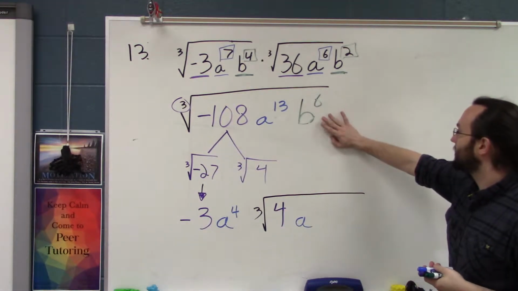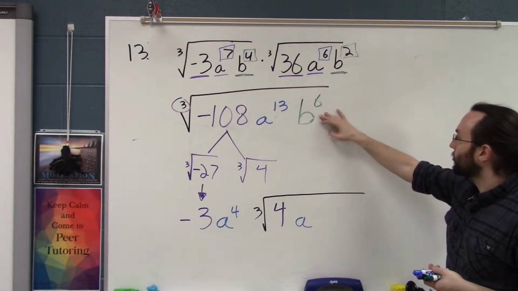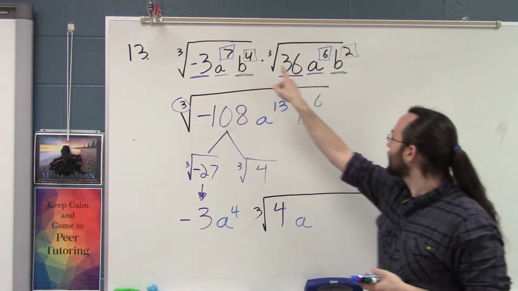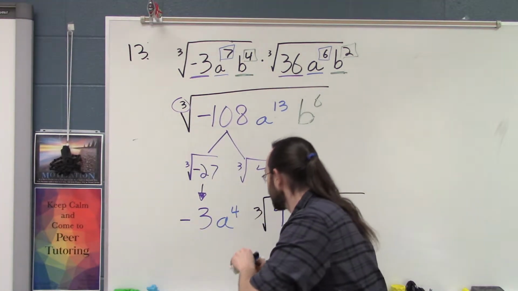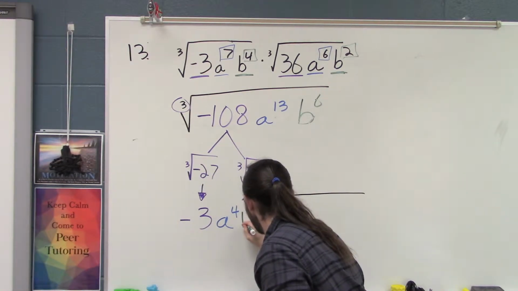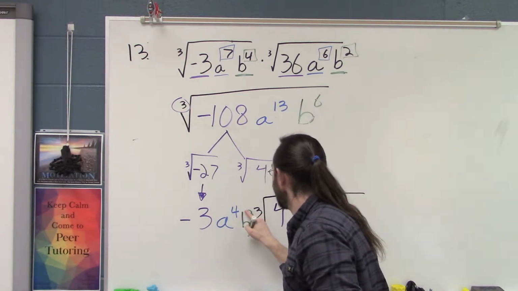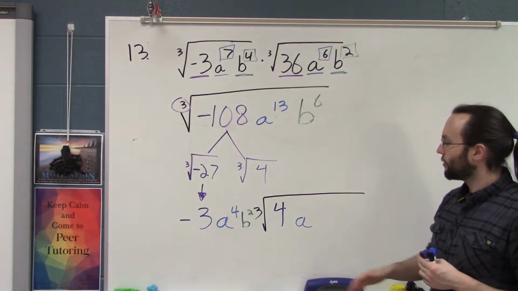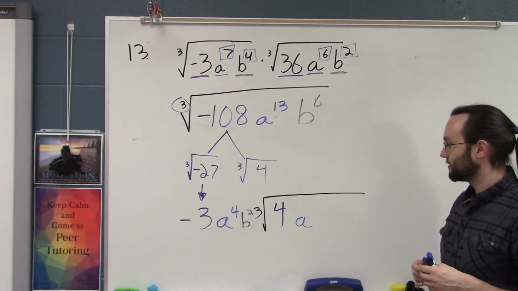Last but not least, we need to deal with this b factor. So right now we have b to the 6th. We're taking the cube root. 3 goes into 6 2 times with none left over because 3 times 2 is exactly 6. So we don't have to worry about any left behinds there.